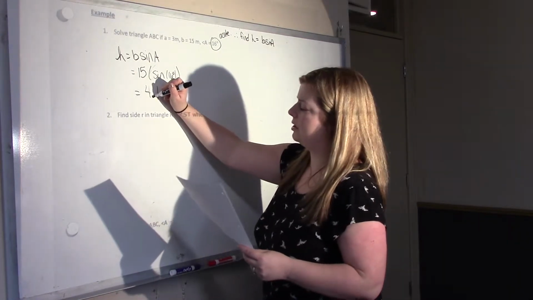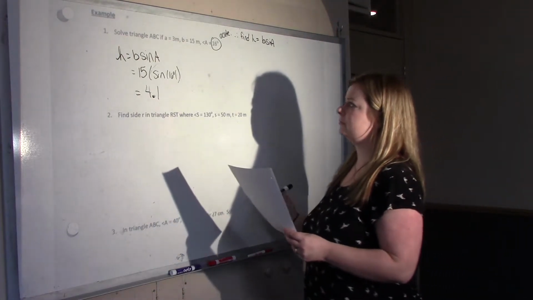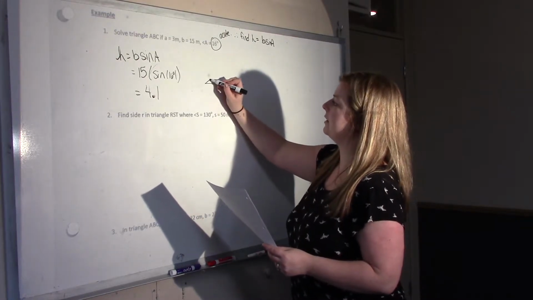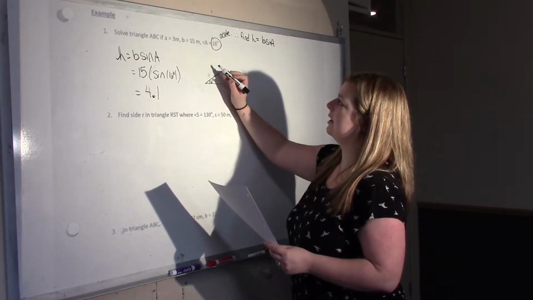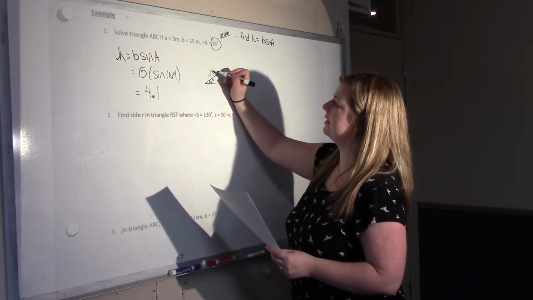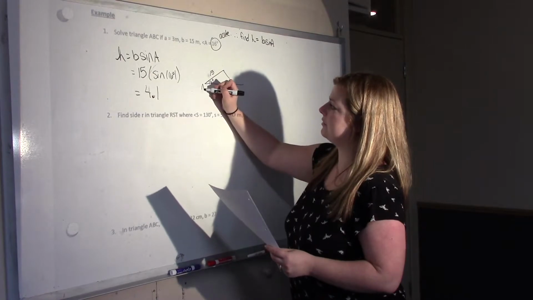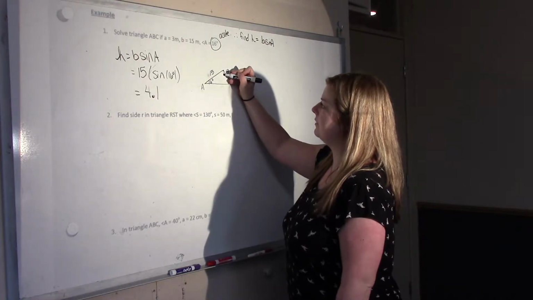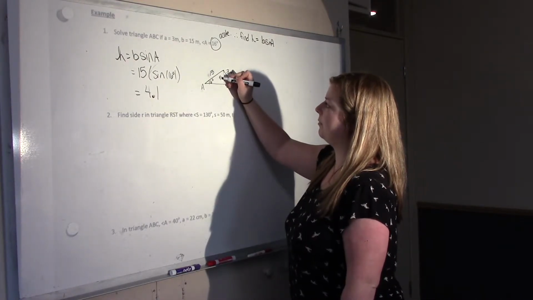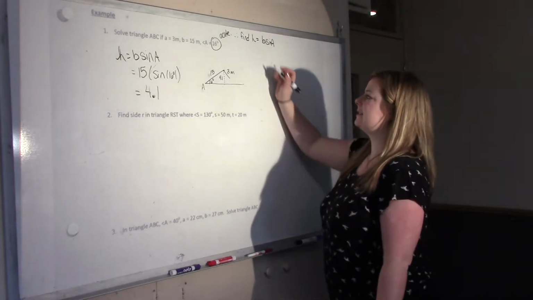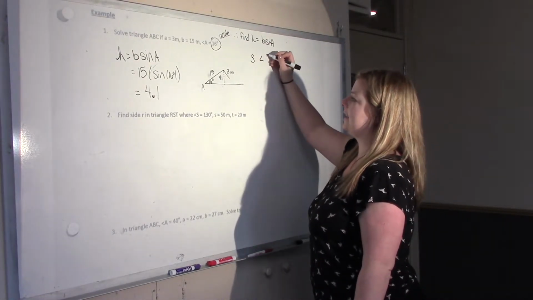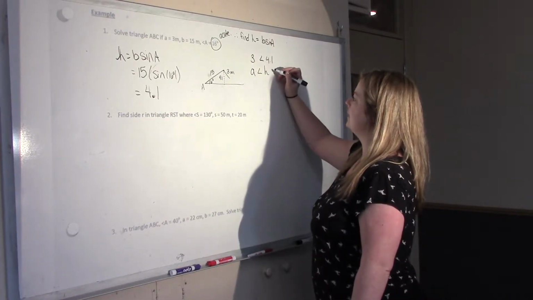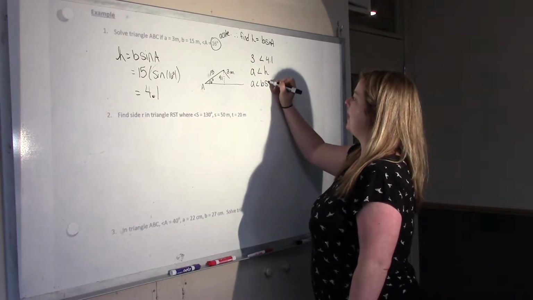Okay. So now we have to compare. We don't know how long this length is, but we know that we have an angle here of 16 degrees. And this side length here is 15. And the A has to be across from angle A, right? Because of labeling. This is 3 meters. Okay? We just found that this height is 4.1. So therefore, since 3 is less than 4.1, that means that A is less than the height. Okay? So A is less than B sine A.